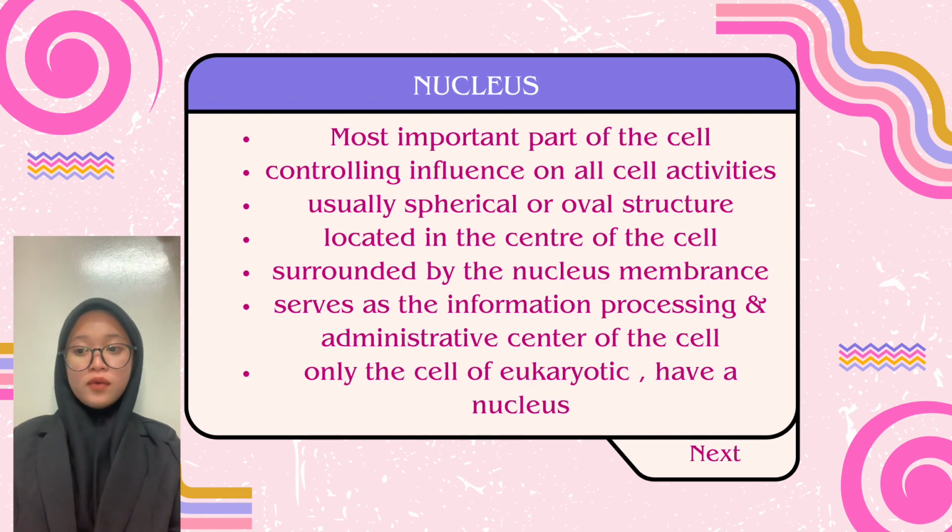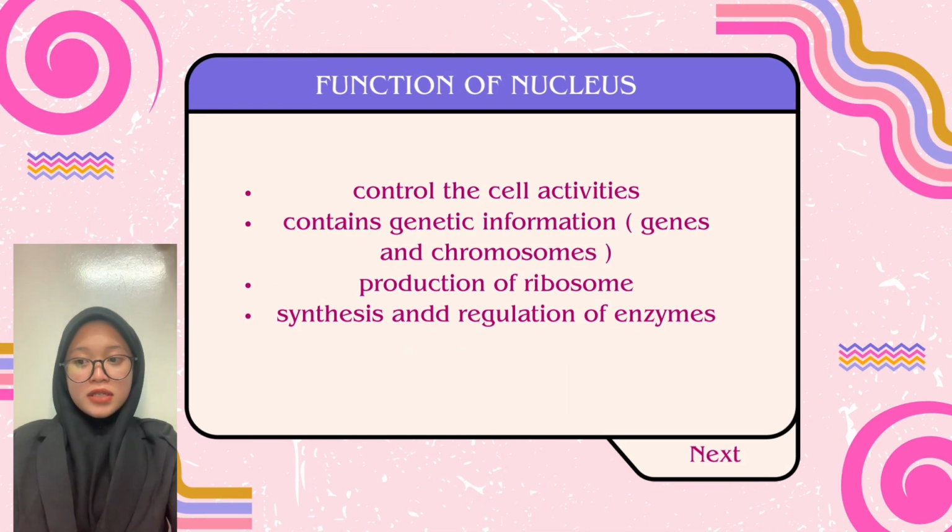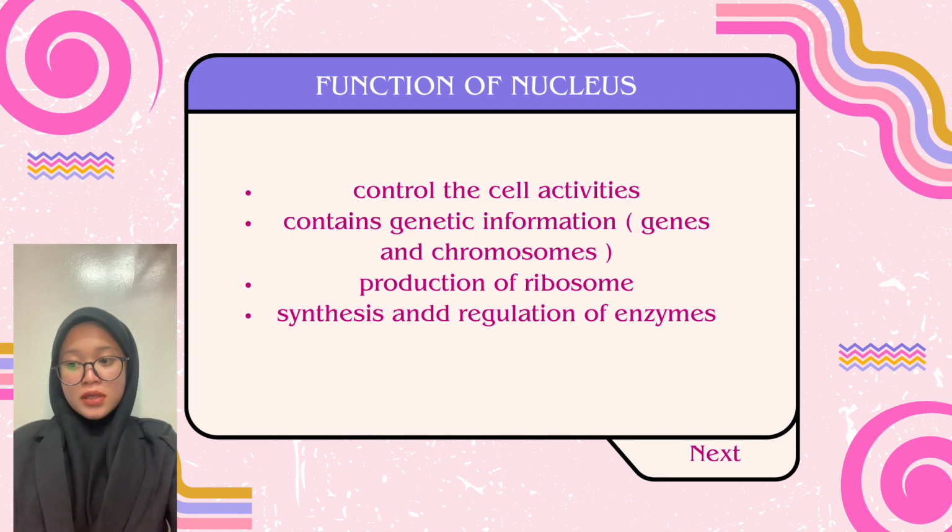It has a controlling influence on all cell activities, usually a spherical or oval structure, located in the center of the cell, surrounded by the nuclear membrane, and serves as the information processing and administrative center of the cell. Only the cell of eukaryotic has a nucleus. Next, the function of nucleus. First, it can control the cell activities. Next, contain genetic information, production of ribosome, synthesis and regulation of enzyme.